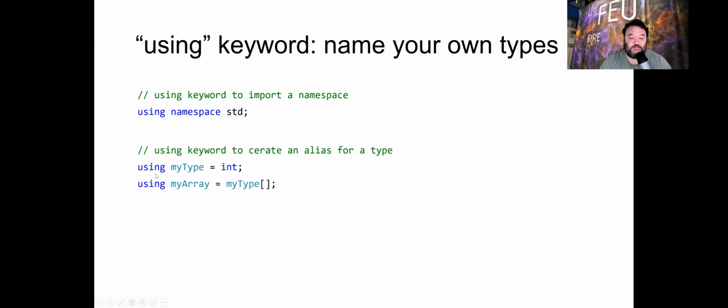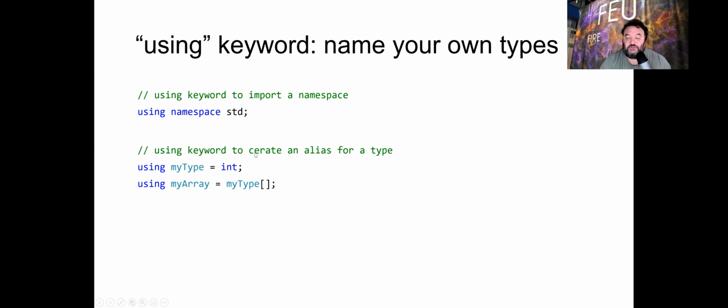In this particular case, you have using my type equal int, which means the word my type in this context really means int. And then, for example, if I want to create an array of integers, I can create the type my array, and it's my type open, close, square brackets. So this would be like int open, close. So this is an array of integers. And the nice thing is that now I can start using those words instead of hard coding the basic type, and that later on can be changed.